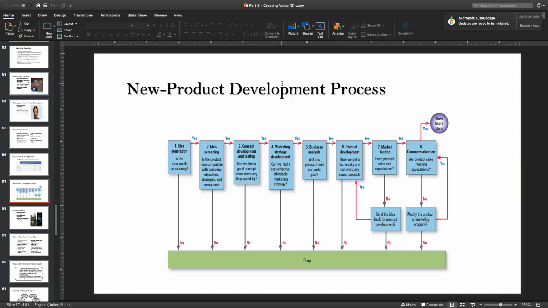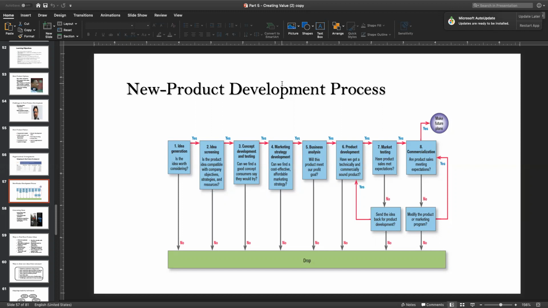The next step is idea screening, step number 2. It is where the organization needs to see, is the product idea compatible with the company objectives, strategies, and resources? Fine, we need to produce an electric car, but does Ford have the capability to actually produce one? That's the perspective. We need to come up with a hair thickening shampoo, but does Pantene have the capability to provide it? I'm pretty sure they have.